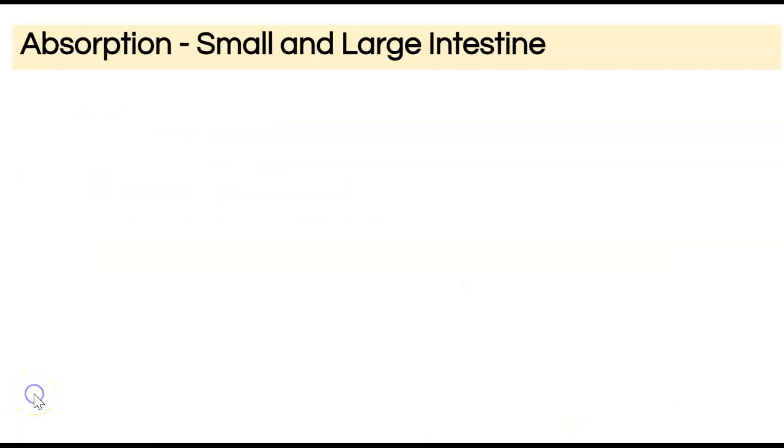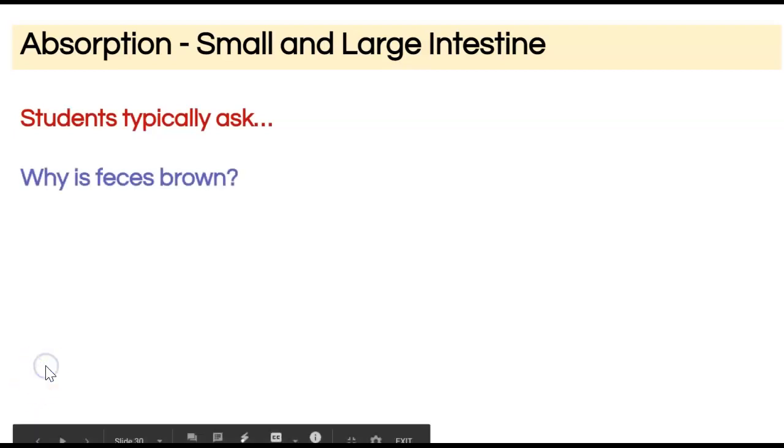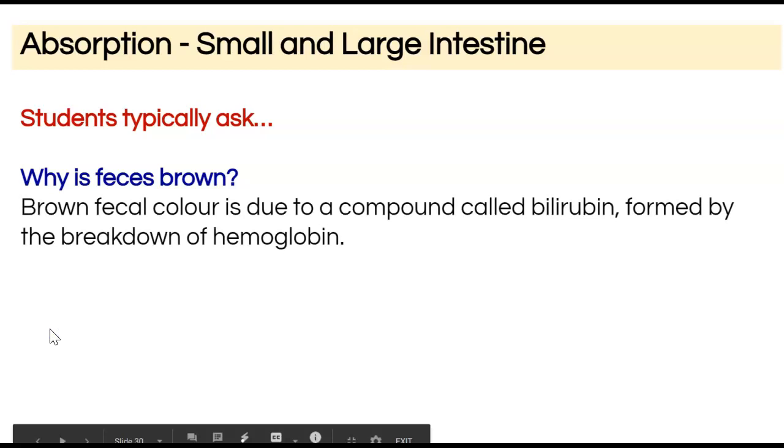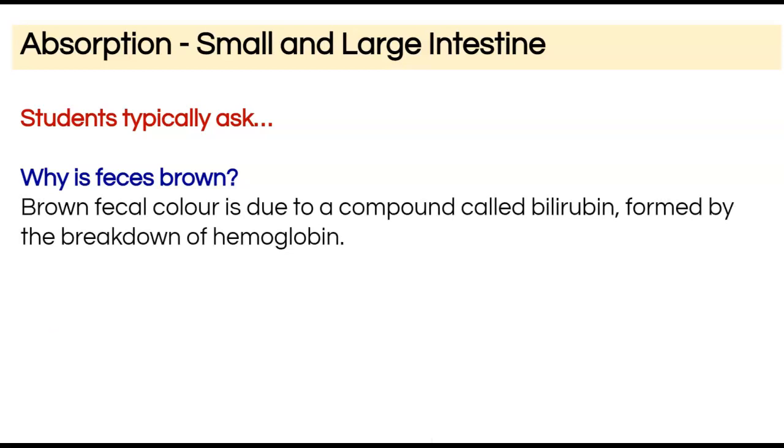All right, next question. Students typically ask, why is feces brown? What gives it that brown color? Well, this is the short answer, and the long answer you can Google it. The brown fecal color that we anticipate in our excrement is due to this compound called bilirubin. Now, bilirubin is basically a byproduct of the breakdown of hemoglobin. So remember, hemoglobin is that really important oxygen carrying molecule that is a part of our blood.